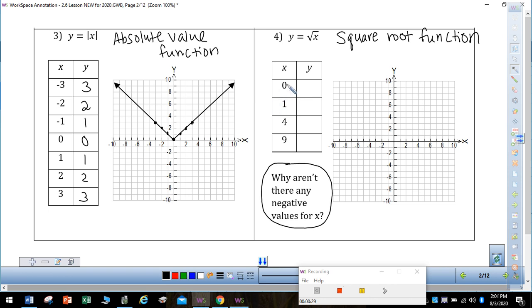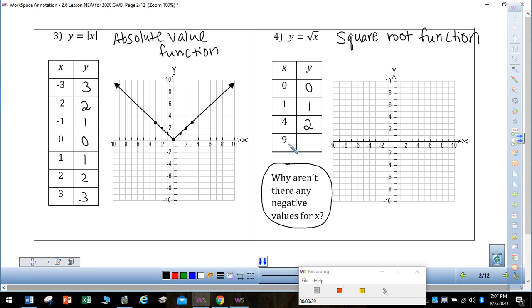So we're going to start with 0. The square root of 0 is 0 because 0 squared is 0. The square root of 1 is 1 because 1 squared is 1. Now notice how I skipped a few x values. The next x value I jumped all the way up to 4 because the square root of 4 is 2 because 2 squared is 4.